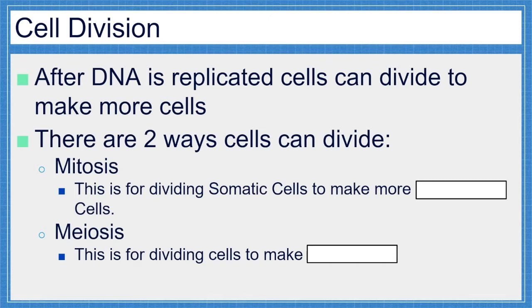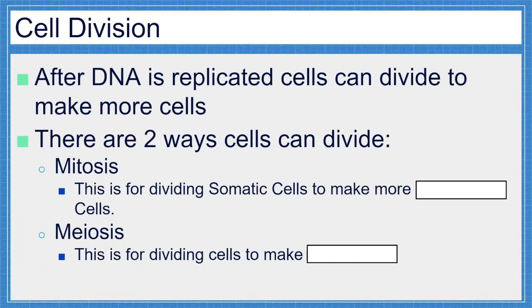So in part 1 we discussed how DNA actually gets replicated in cells and it has to happen before cell division. Now we also talked about there being two different types of cells. You have somatic cells and sex cells, aka gametes. Now, because we have two different types of cells, we actually have two different ways of dividing them. And it depends on what kind of cell you're trying to create.